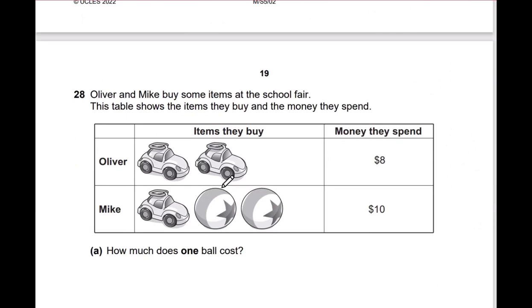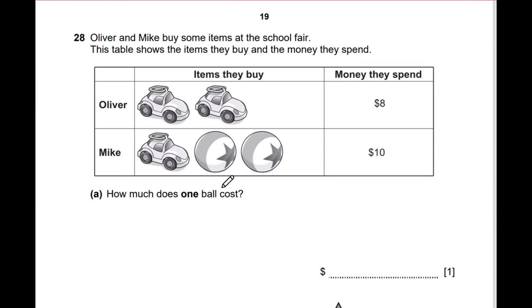Now question 28. Oliver and Mike buy some items at school fair. The table shows the items they buy and the money they spend. Oliver buys 2 cars, Mike buys 1 car and 2 balls. The money they spend is $8 and $10. How much does 1 ball cost?